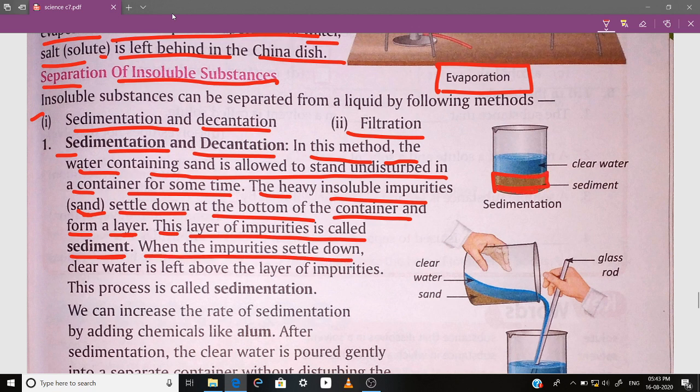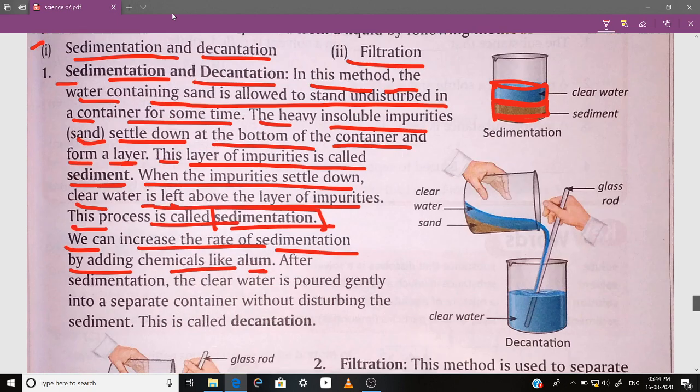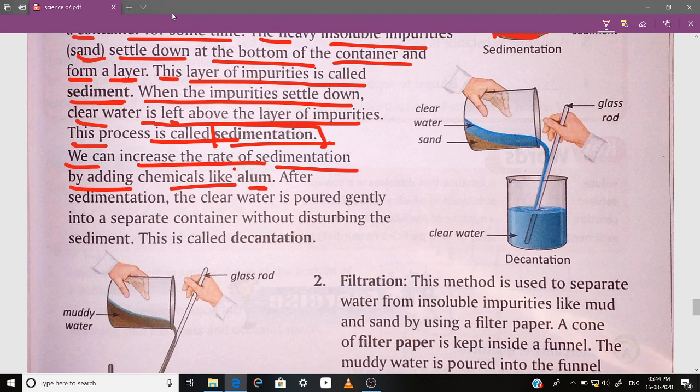When the impurities settle down, clear water is left above. As you can see, the layer of impurities is below, and above the layer of impurities we have clean water. This process is called the sedimentation process. We can increase the rate of sedimentation by adding chemicals like alum. Alum is a chemical which in Hindi we call fitkari.